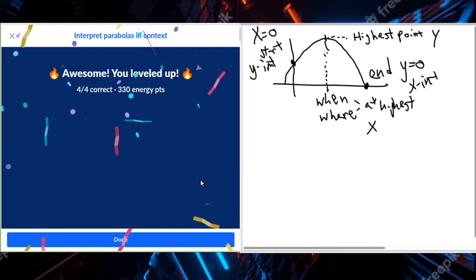All right, I hope that helped. These four important pieces of information will really help you with word problems on parabolas.